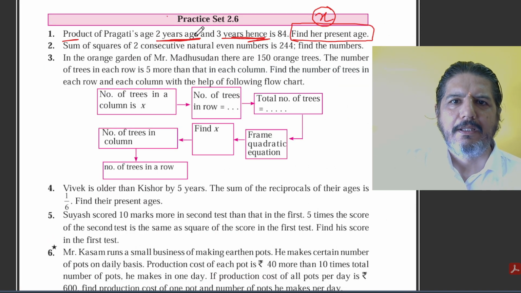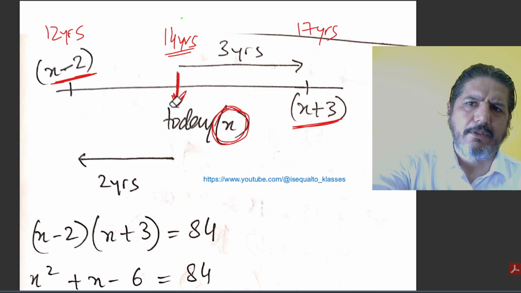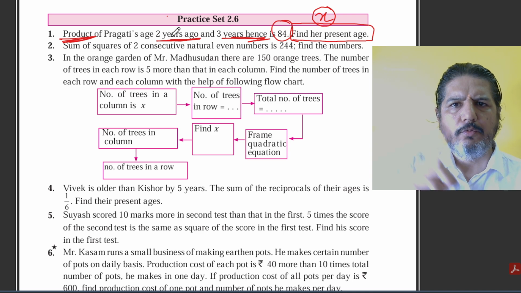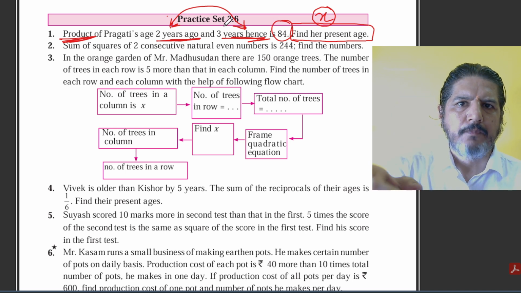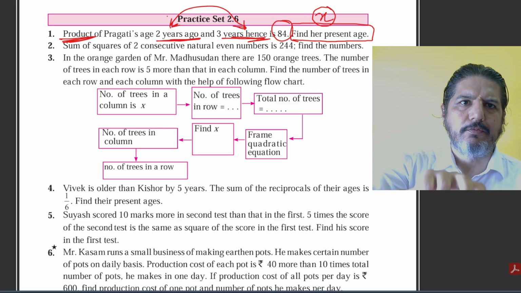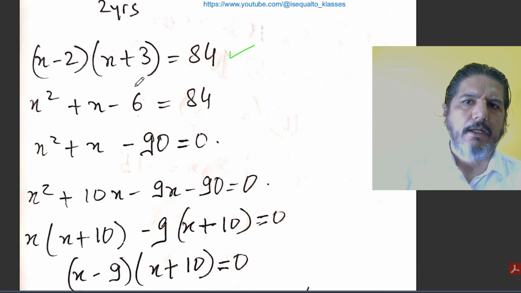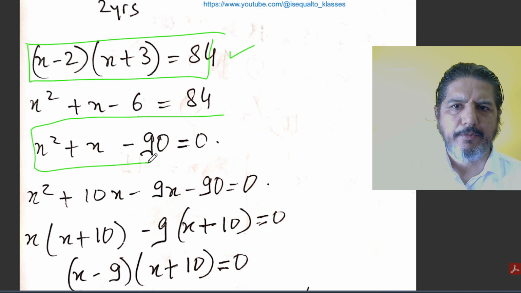Now they are talking about the product. So the product of the ages is 84. It's one of the simple questions. What you need to understand is that the product of Pragati's age 2 years ago and 3 years hence means the product of these two ages. So the product of these two is 84. So X minus 2 into X plus 3 is equal to 84. Then you open the bracket. This is the equation that you get.